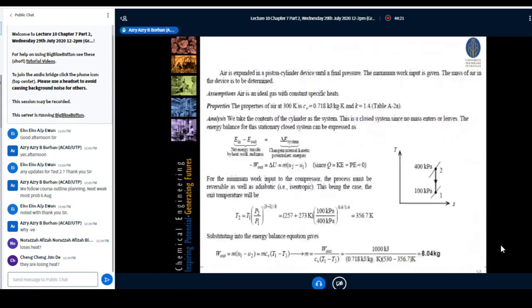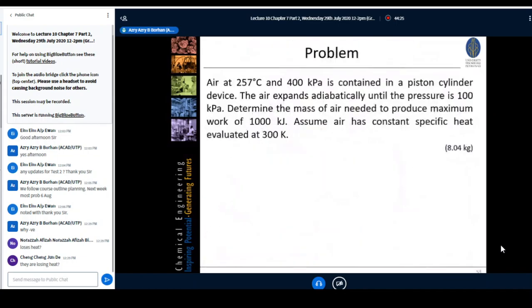Okay, let's have a look at this example here. Air, at a given temperature and pressure, is contained in the piston cylinder device, right? The air expands adiabatically until the pressure is 100 kilopascal. Determine the mass of air needed to produce a maximum work of 1000 kilojoule.